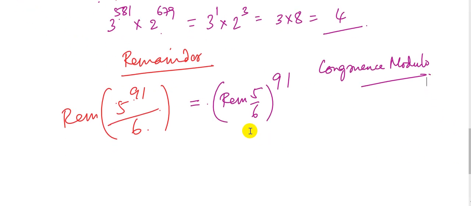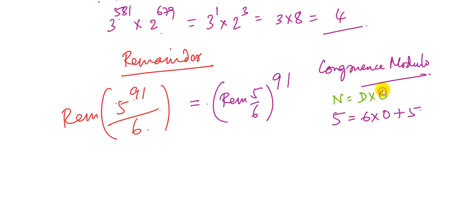Now, how do I calculate this? In order to calculate this, you have to understand another concept. You can write 5 as 6 times 0 plus 5. You know that any number can be written as divisor into quotient plus remainder. This is called the remainder theorem or Euclid's division theorem, a basic theorem of mathematics. And you can also write this as 6 times 1 minus 1.